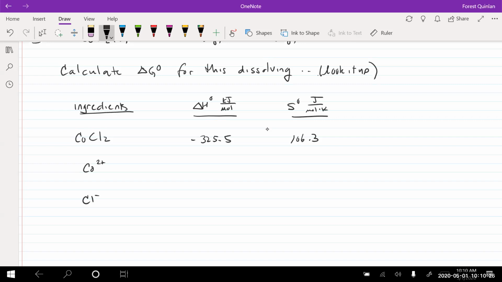So even as a solid sitting around, it has a certain amount of entropy because it's got a temperature. Cobalt ions swimming around: H is a negative 67.36. The entropy is negative 155.2. The chloride is negative 167.4, and the entropy is actually positive 55.1.